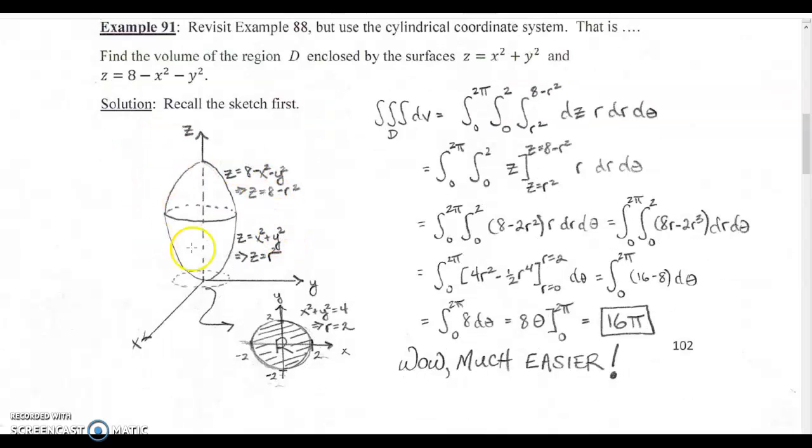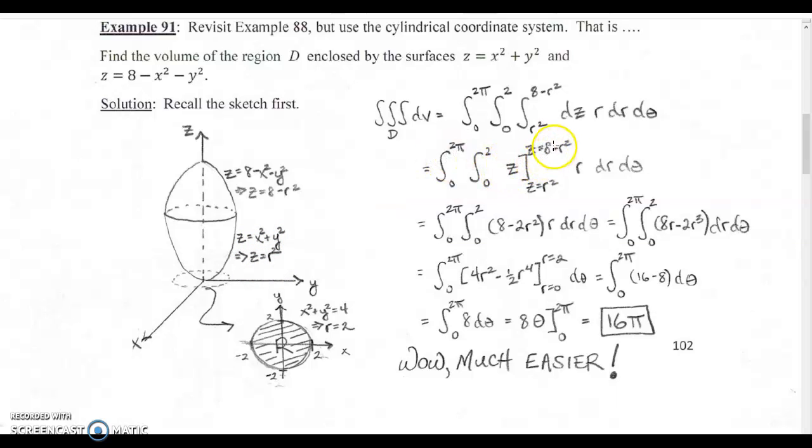So recall the sketch. It's like this egg-shaped region, and then the shadow of the region onto the xy plane gives this circle, which lets us say, hey, we should probably use cylindrical coordinates as long as the surfaces can be described with cylindrical coordinates fairly easily, which they both can, super easy, because z equals 8 minus x squared minus y squared is the same as 8 minus r squared, and z equals x squared plus y squared is the same as z equals r squared.